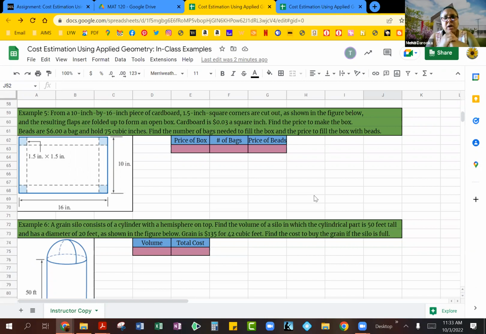So let's start out with finding the price to make the box. What do we do here, guys? Perimeter, area, volume, all of the above? Okay, let me see. Very nice, Michael. Yeah, so we are actually still working with area to find the price of making the box, because the cardboard is based on 3 cents a square inch, $0.03. So we first need to find the area of the cardboard.